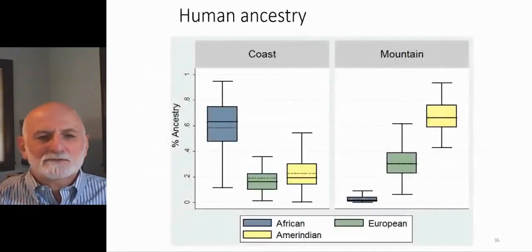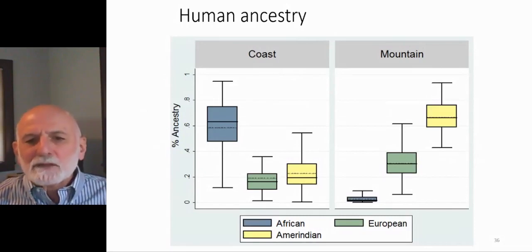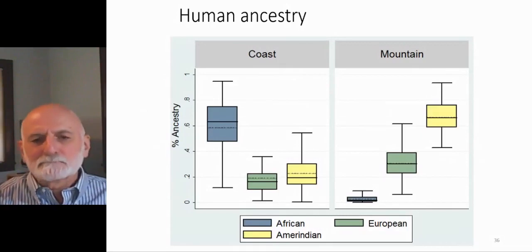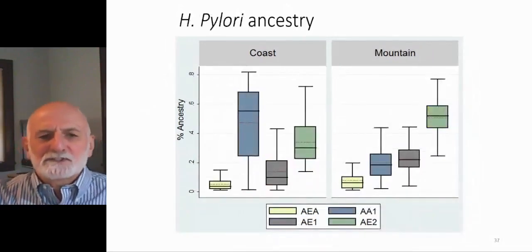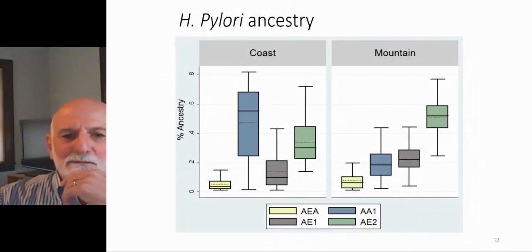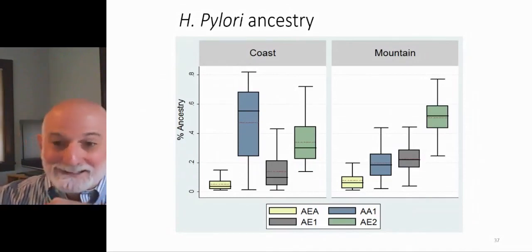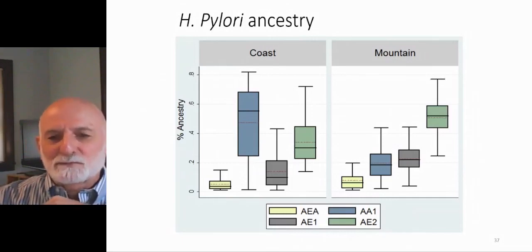pylori. And if you look at the human ancestry on the coast, about 60% of the genome on average is of African ancestry, and in the mountains about 60% is Amerindian ancestry with European and mixed in. Very low percentage of European in both the coast and a moderate percentage in the mountains. The H. pylori ancestry, we see about 50% is African 1, so the West and South African strain, whereas in the mountains there's about 50 to 60% European. There is or was an Amerindian H. pylori. It has been pretty much supplanted by the European.